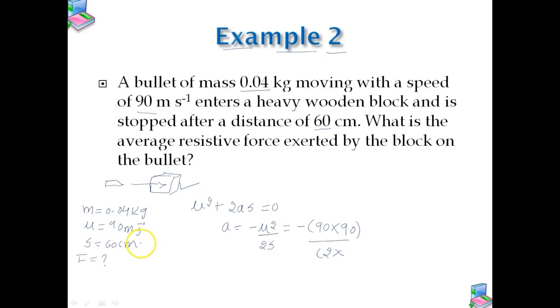Here the distance is given in centimeter. Since the unit should be meter, we should convert it in terms of meter, that is 60 into 10 raised to minus 2 meter. So we can write it as 0.6 meter. After simplifying this, we get the value as minus 6750 meter per second square. This is the retardation a.